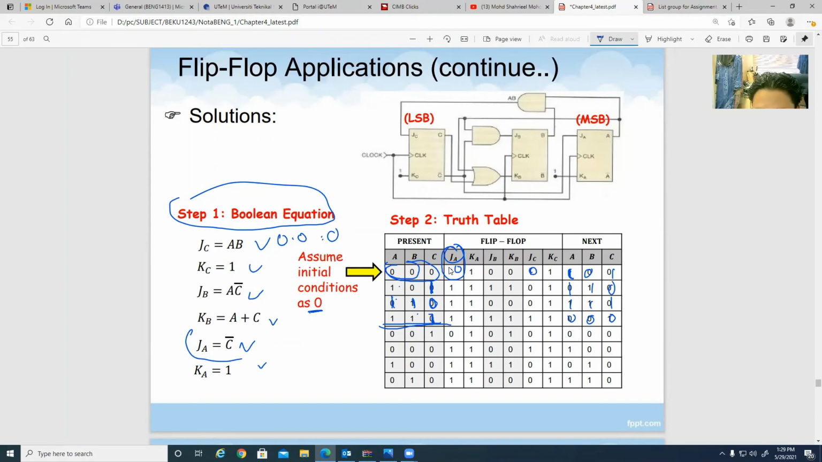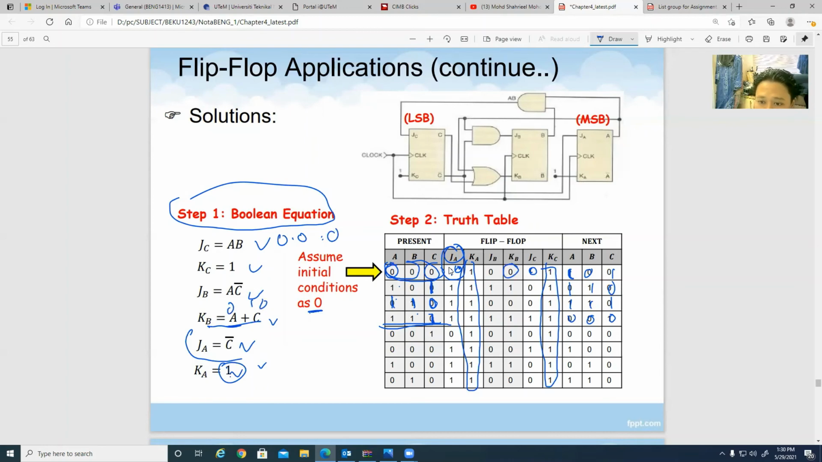For JA, it is C bar here, that's why JA, C bar, is 1. For KA, KA is 1. All the KA will be 1, because all of this is static. So you can see all the KA is 1. Similar to KC, all the KC will be 1, no need to find. But for KB, it is A plus C. 0 plus 0 will be 0 for KB, that's why you can get 0.